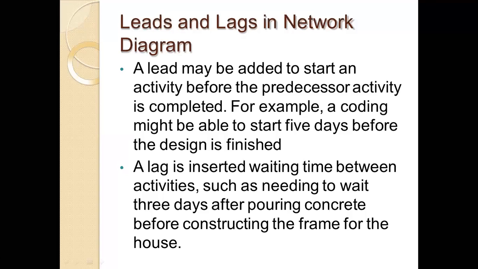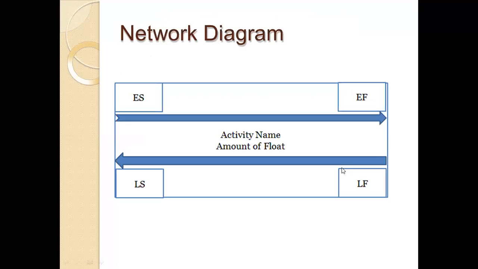Next, this is an example of a network diagram. This shows ES, EF, LS, LF. What do these mean? Here you have an activity name, any activity, like a feasibility study or designing. That should be included here. The activity name, we can have feasibility here. The amount of float means the time we can have for that activity, 5 days, 10 days. And this means earliest start, earliest finish, latest start, latest finish.